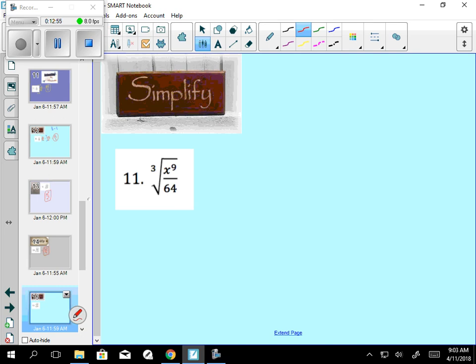Same thing if you got higher powered roots, like this one is a cubed root. Okay, so cube root of x to the ninth would be x to the third power.